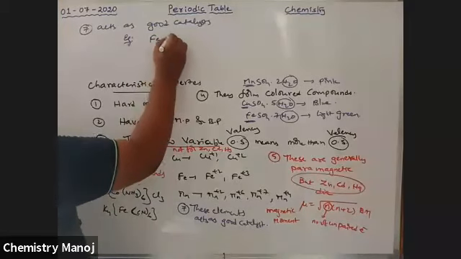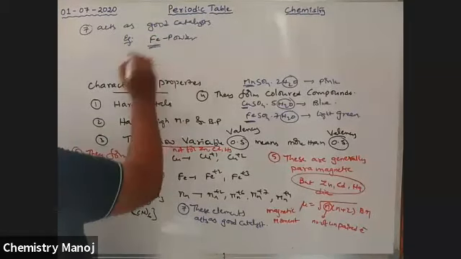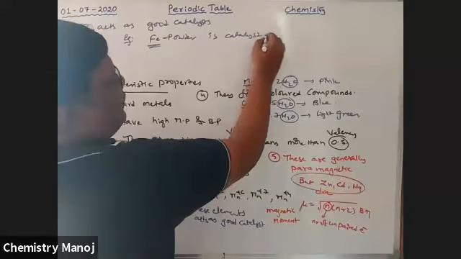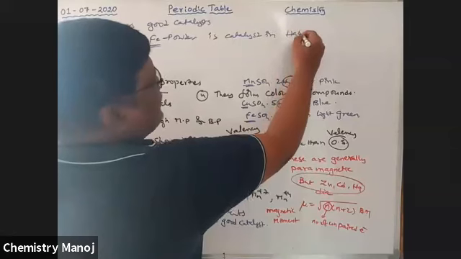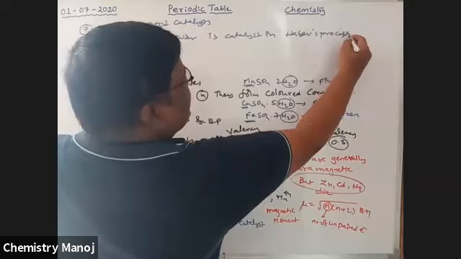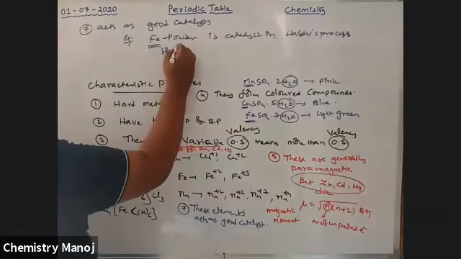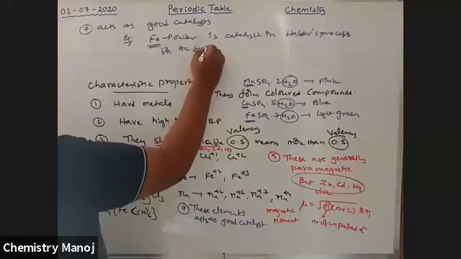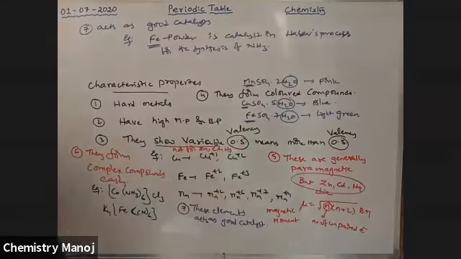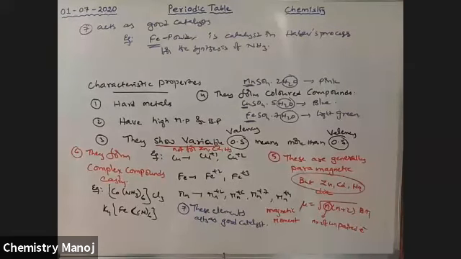iron powder. Iron, our D block element, is a catalyst in Haber's process for the synthesis of ammonia. Haber's process is the synthesis of ammonia from nitrogen and hydrogen. There, iron powder acts as catalyst. Iron powder, iron molybdenum mixture.